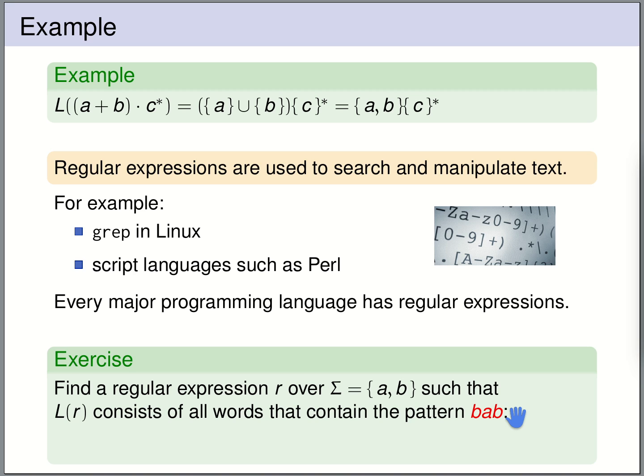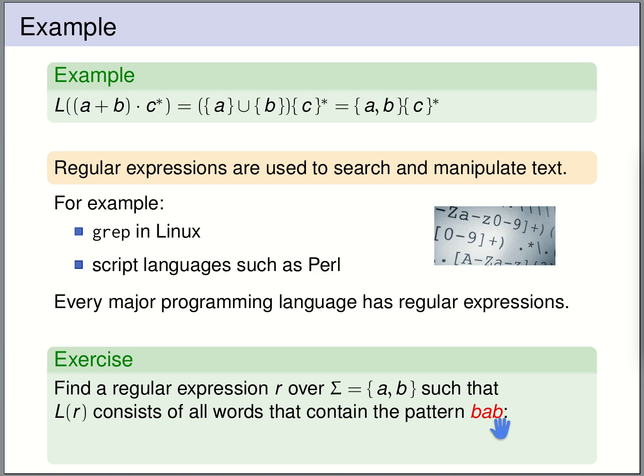So how should this regular expression look? Probably in this regular expression we should somewhere have B times A times B, because we want to make sure that the subword BAB is in there. But we also want to express that this subword BAB does not need to appear at the beginning of the word. So before BAB there can be anything.